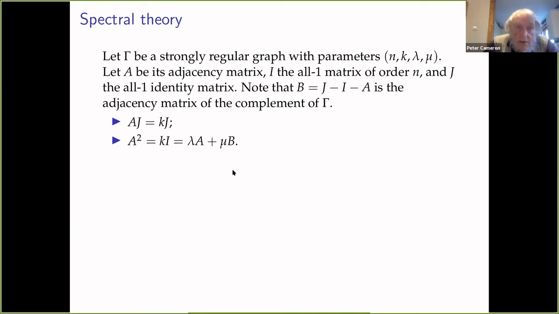Now, if you take 2 adjacent vertices, they have lambda common neighbors. So there are lambda ways of taking 2 steps between them. And for non-adjacent vertices, that number is mu.